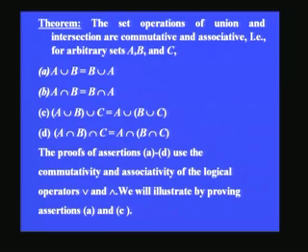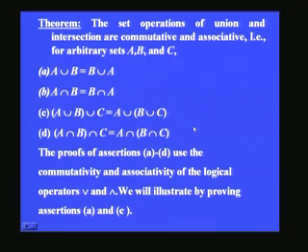So, A union B is equal to B union A, and A intersection B is equal to B intersection A. Again, it consists of all elements which are common to both A and B. And union is also associative. The left hand side will consist of all elements which belong to either A or B or C, and that is the same as the right hand side. Similarly, intersection is also associative because it will consist of all elements which belong to A, B and C.